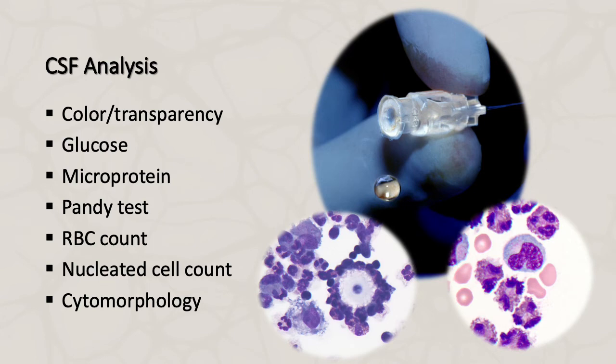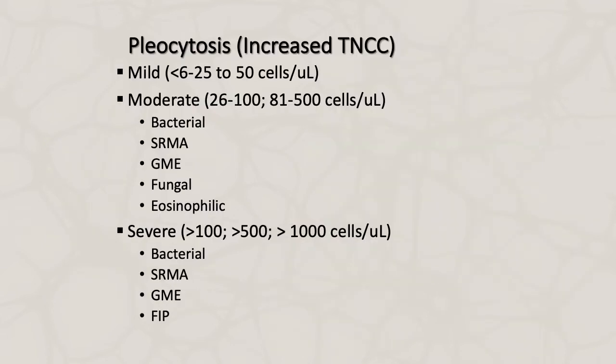And then after imaging, we often do CSF. And there's a number of different things that can be looked at and evaluated with CSF. Often with inflammatory disease, we will see what's called pleocytosis, with steroid-responsive meningitis and bacteria often giving us the highest cell count. But this is not definitive.